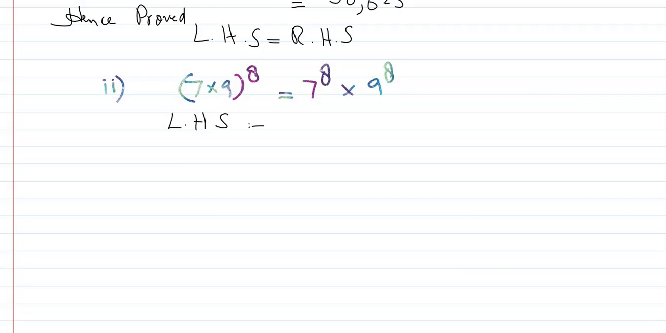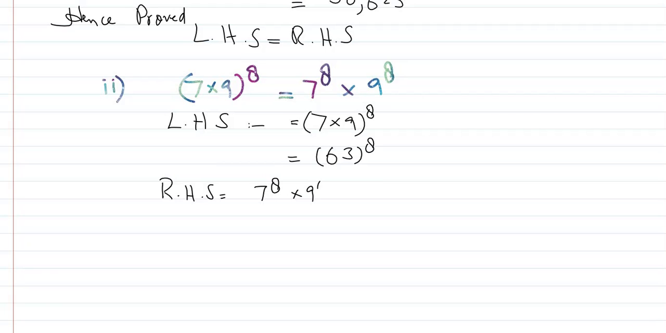Left hand side is (7 multiplied by 9) raised to power 8. 7 times 9 is 63, raised to power 8. Now we are solving its right hand side. Right hand side is 7 raised to power 8 multiplied by 9 raised to power 8.